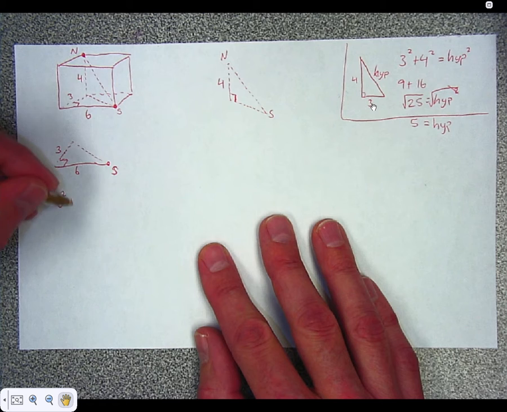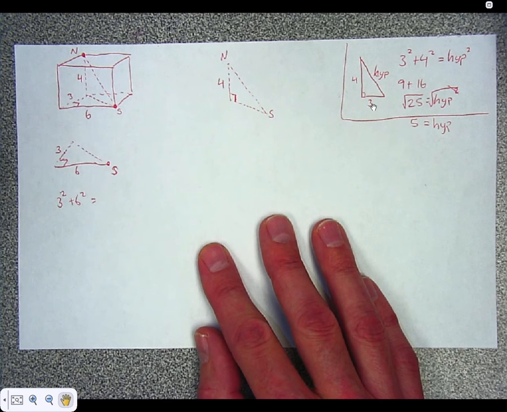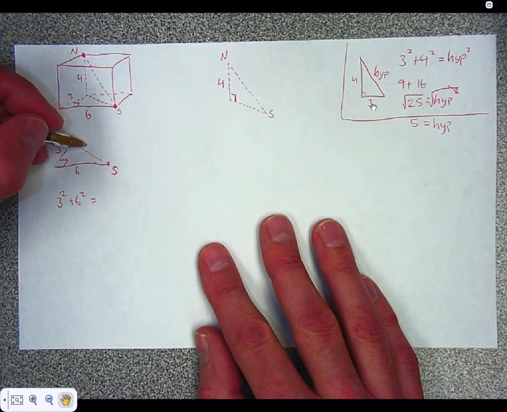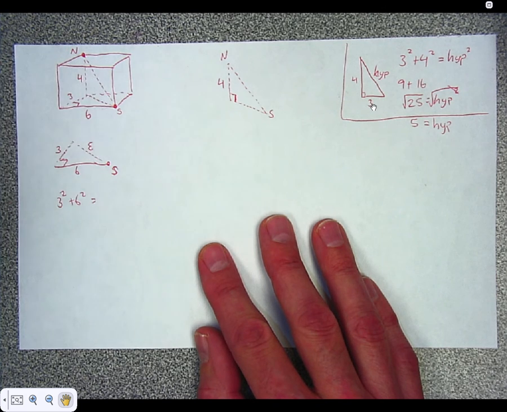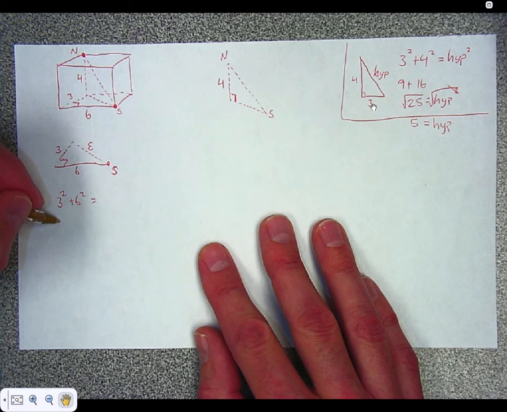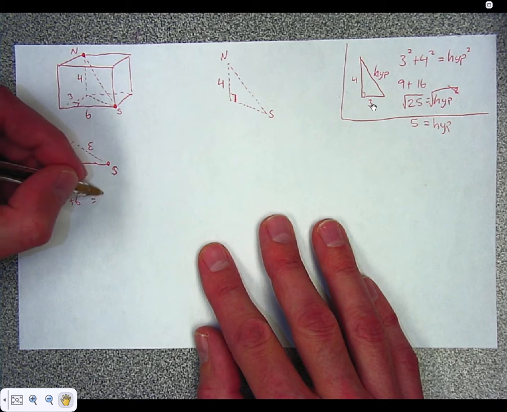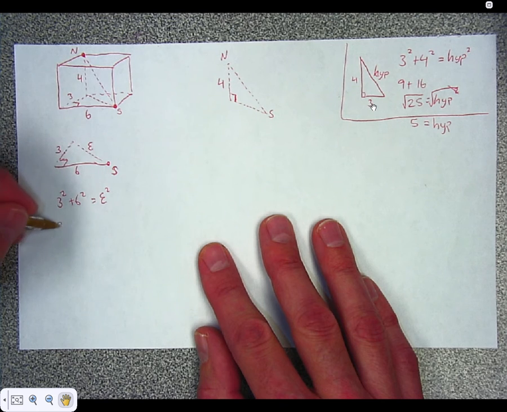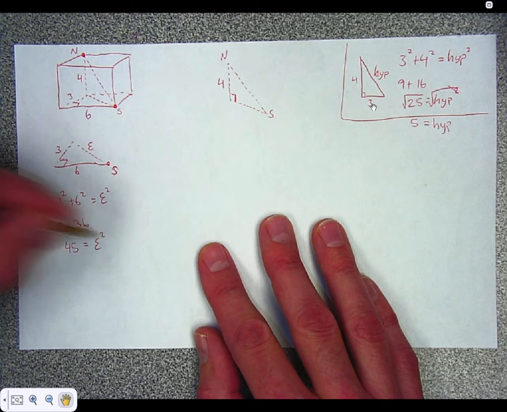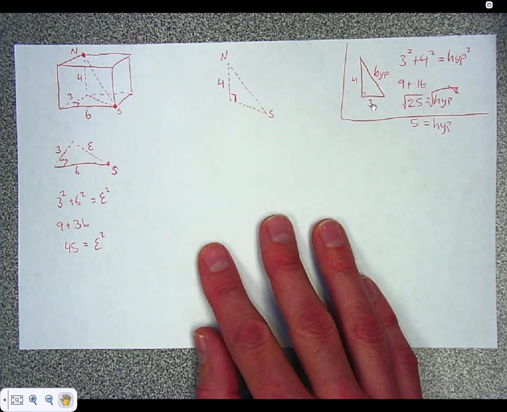3 squared plus 6 squared is equal to, I don't know, we're going to call this E. Okay? So 3 squared plus 6 squared equals E squared. 3 squared is 9, 6 squared is 36. I add those together, I'm going to get 45. Some number squared equals 45.